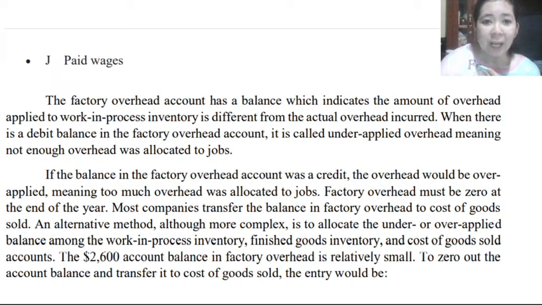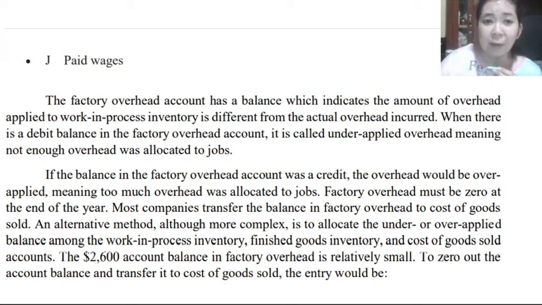This is the legend that we use in the illustration. The factory overhead account has a balance which indicates the amount of overhead that was applied in the work in process inventory. This is actually different from the actual overhead incurred. When there is a debit balance in our factory overhead account, this means there is under applied overhead, meaning not enough overhead was allocated to the job because what they allocated was not fully utilized. That's why it's under applied.